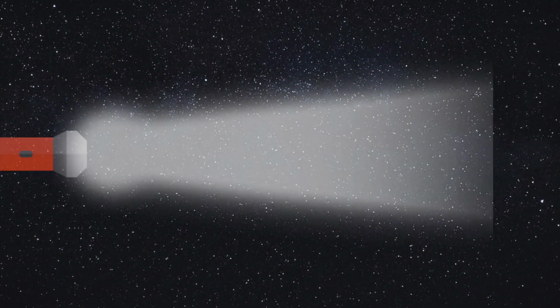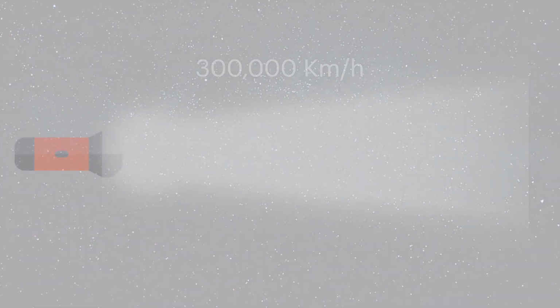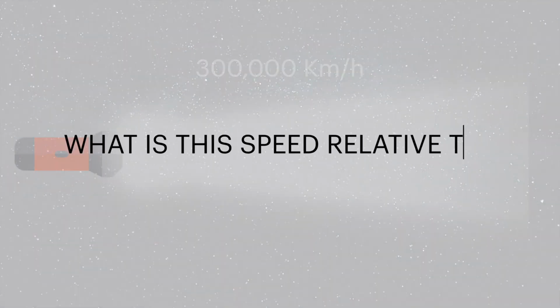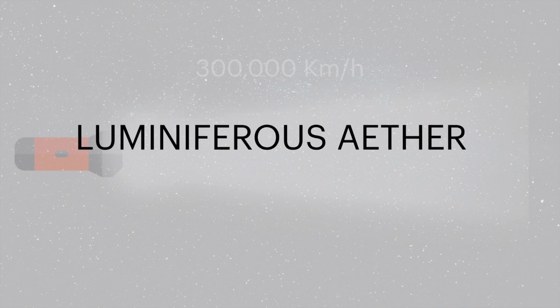Now if I light up a torch in this space, then from somewhere or the other we know that the speed of light coming from the torch is 300,000 km per hour. But what is this speed relative to? Earlier, people had no answer to this question. But that is when they came up with the concept of the luminiferous ether.